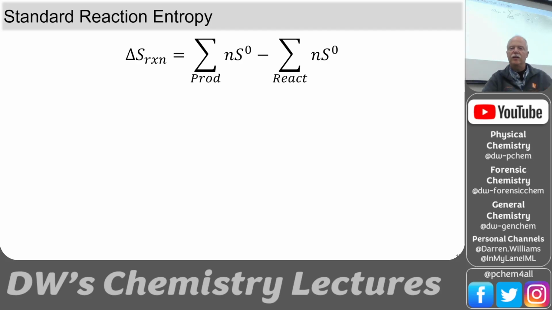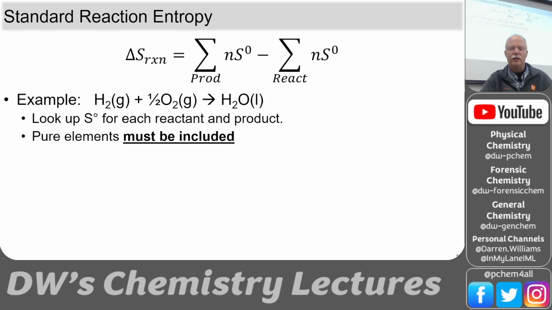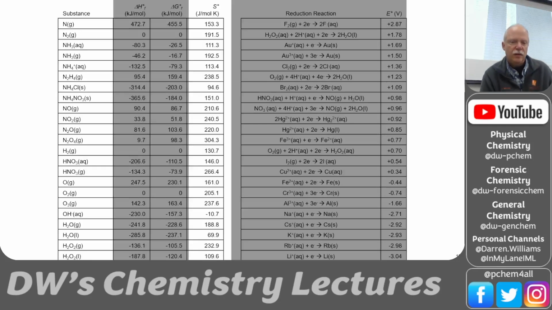And then let's look at those tables. We can calculate the entropy of a reaction using the tables. So let's use the example of hydrogen and oxygen making water. So we look up the standard entropy for each reactant and product, and pure elements must be included. We'll contrast that with Gibbs energy and enthalpy later. So here's the table. You'll get this exact table on your test.